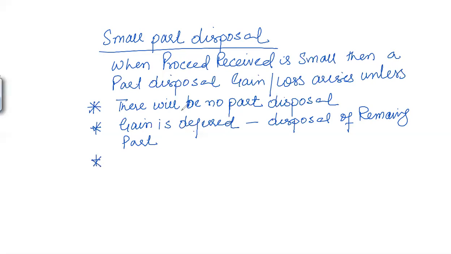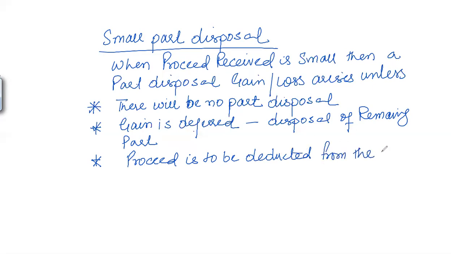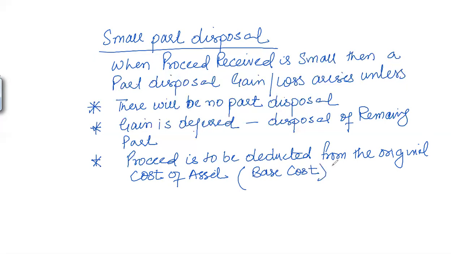What you have to do is, the proceeds on the small disposal are to be deducted from the original cost of the asset. So this is the concept of the base cost, and the cost will be reduced, and subsequently there will be a higher gain. So we will get a base cost, and then this base cost is to be used for the calculation of the subsequent disposal. Now, what is the definition of a small part disposal?